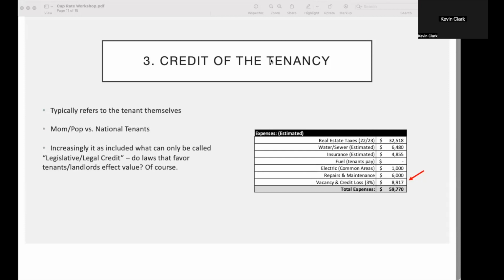You're getting cap rate compression because you have a high degree of certainty that you're going to get paid, at least in the near term. So that's how we typically talk about credit of the tenancy. But we also are starting to see something. It's always existed, but it's coming up more frequently now. Is this idea of legislative or legal credit? This is more like a market issue. Typically, and I shouldn't say typically, we definitely see it in New York City.